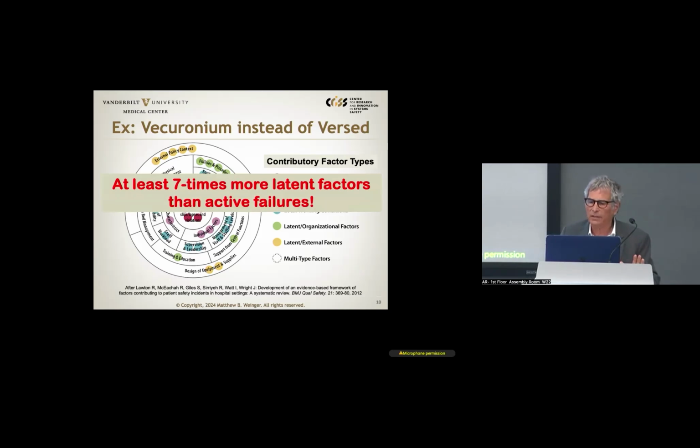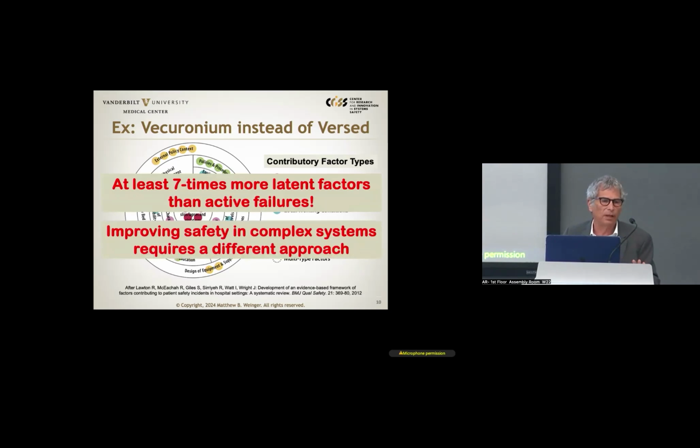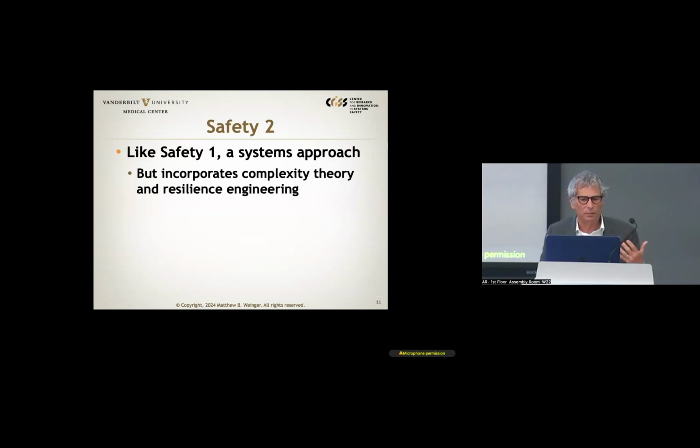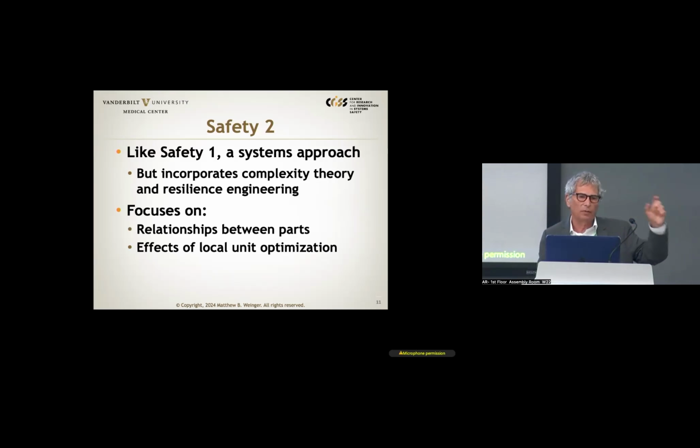And the take-home message here is that improving safety in complex systems requires a different approach than we've been using. So I want to talk more about Safety 2. Like Safety 1, it's a systems approach, but it incorporates complexity theory and resilience engineering. And it focuses not on whether that part of the system, whether it's a person or a piece of equipment, is broken. Not to say that isn't important, but where you are able to create safety is in the relationships, or the communication between the parts.